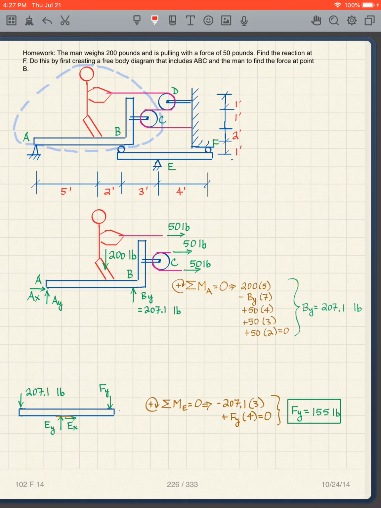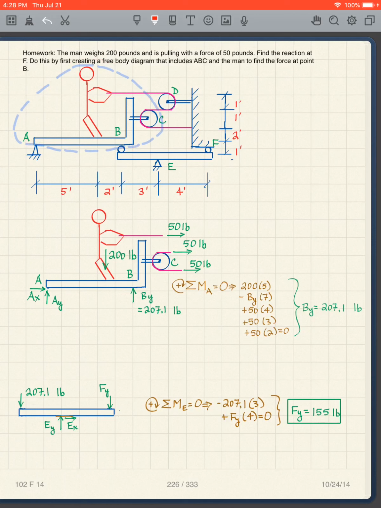Okay, so the free body diagram looks like this. We come in here, we make a cut at A, we make a cut at B, we make a cut through the cable there, a cut through the cable there, a cut through the cable there, and that's it. So notice I made a cut here, I made a cut here, I made a cut there, under there, and under there.